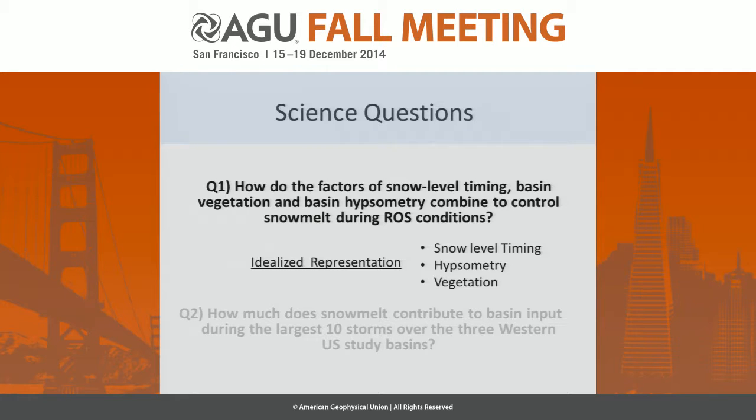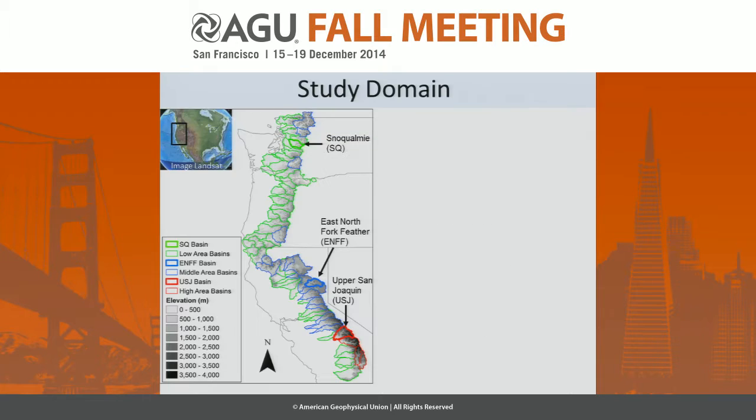So we decided to take an idealized modeling approach to estimate how much rainfall and snowmelt is contributing during these storms by looking at the combination of how the snow level timing, hypsometry, and vegetation controls the snowmelt contribution.